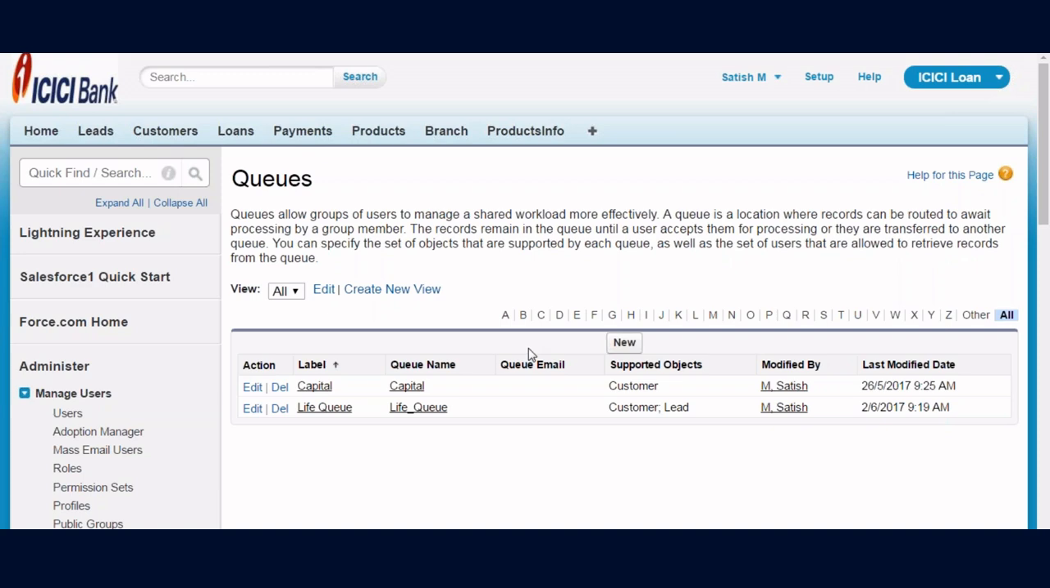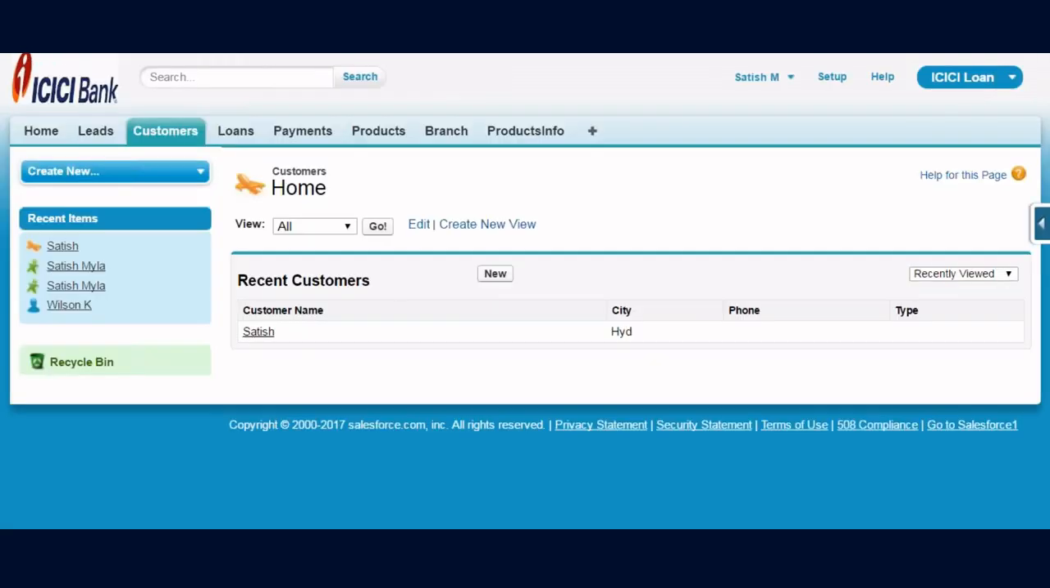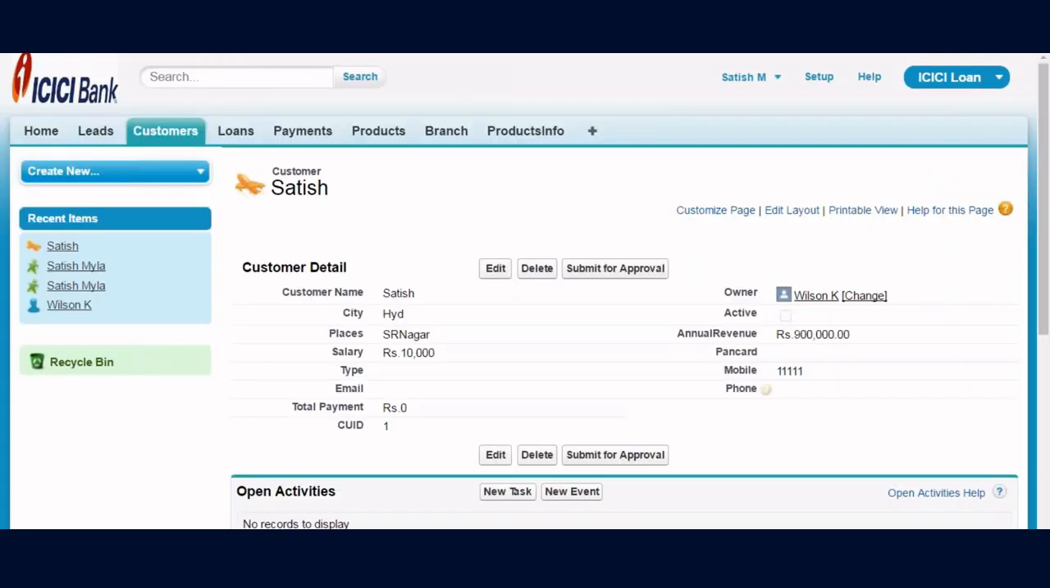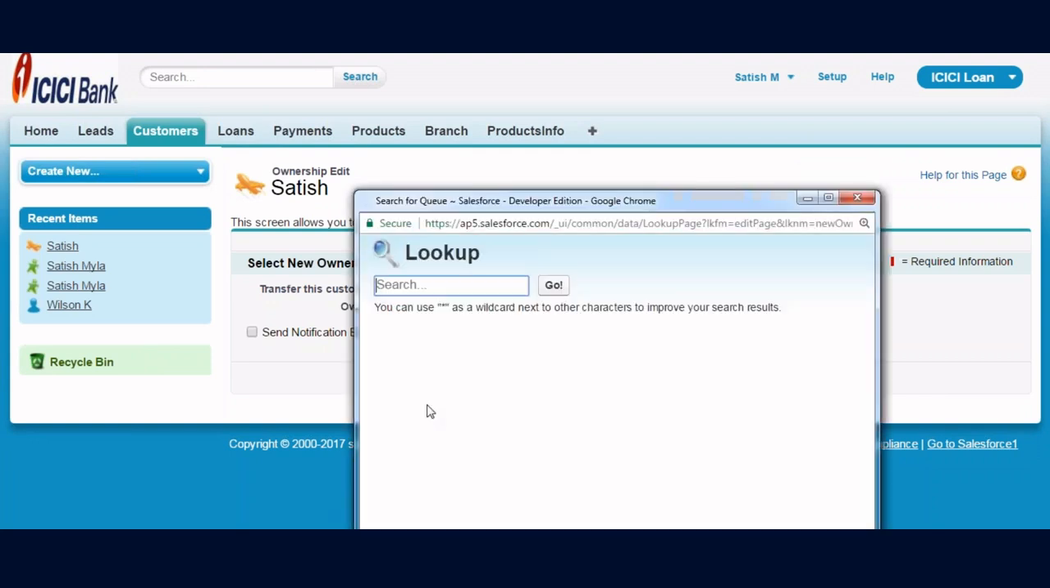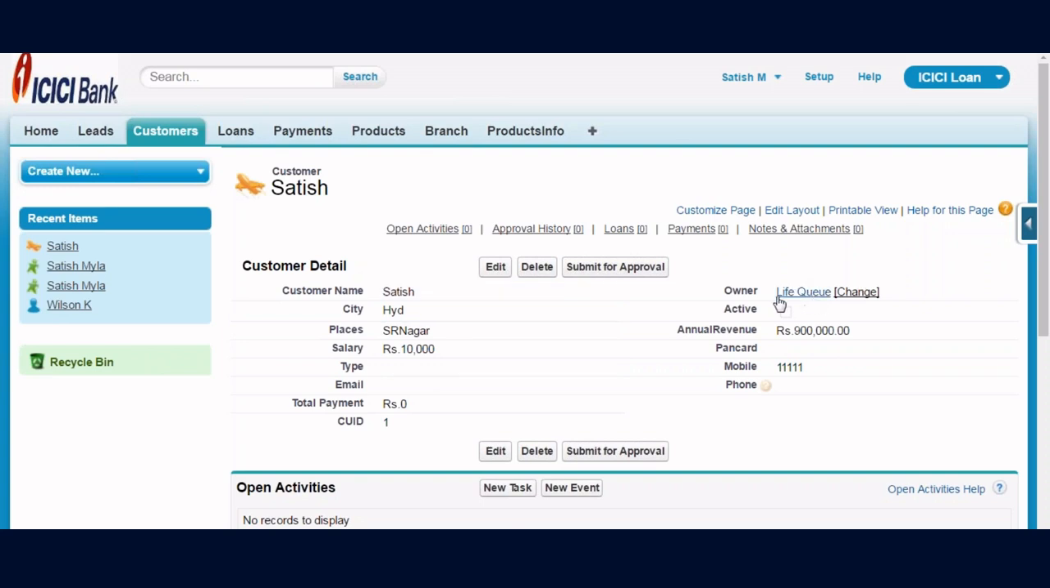Okay. Now go back to the record. Customer. Open the record. Change the owner. Who was the owner of the record? All the members of the queue will be the owner of the record. When you want a group of users to be an owner of a record, then we go for a queue.